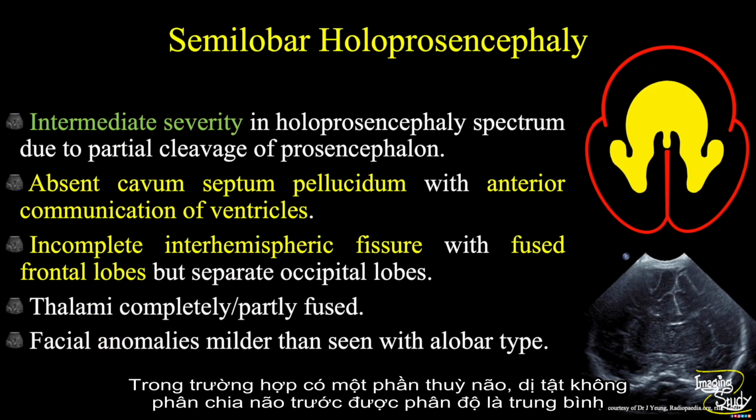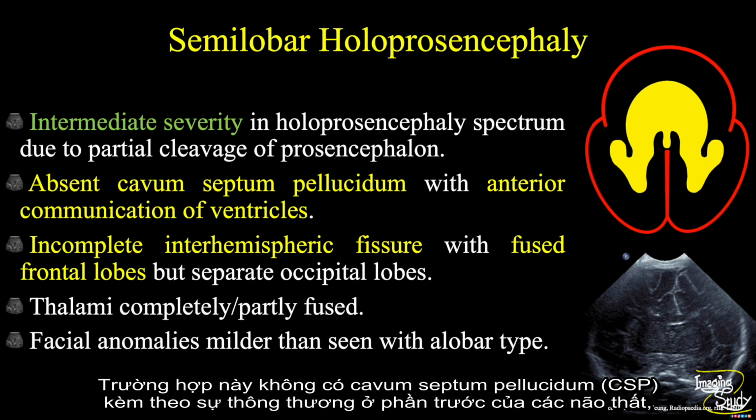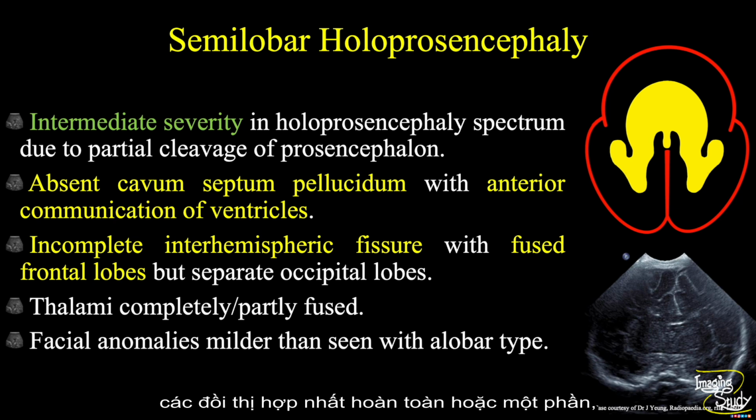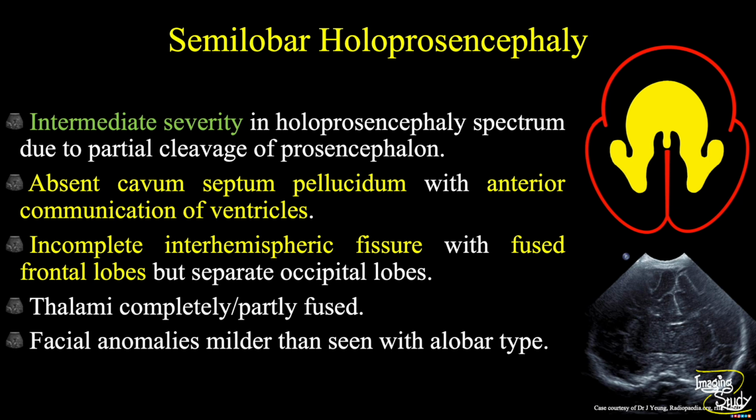Semilobar holoprosencephaly is the intermediate severity in the holoprosencephaly spectrum due to partial cleavage of the prosencephalon. You will get an absence of cavum septum pellucidum with anterior communication between the ventricles. There will be an incomplete interhemispheric fissure with fused frontal lobes but separated occipital lobes. The thalami are completely or partially fused, and the facial abnormalities are still present but milder than in the alobar one.